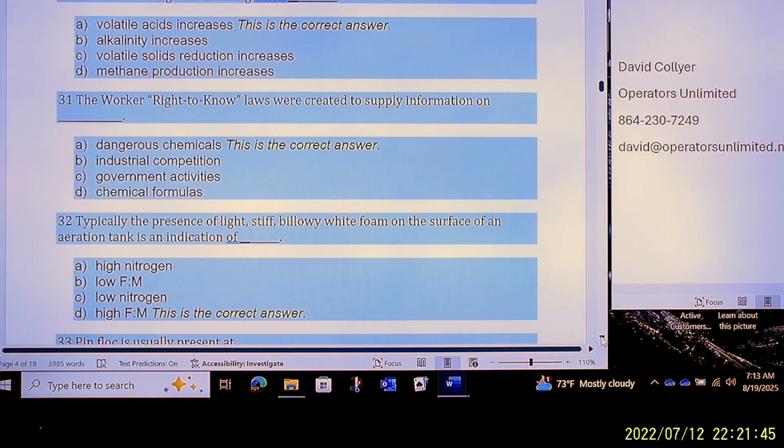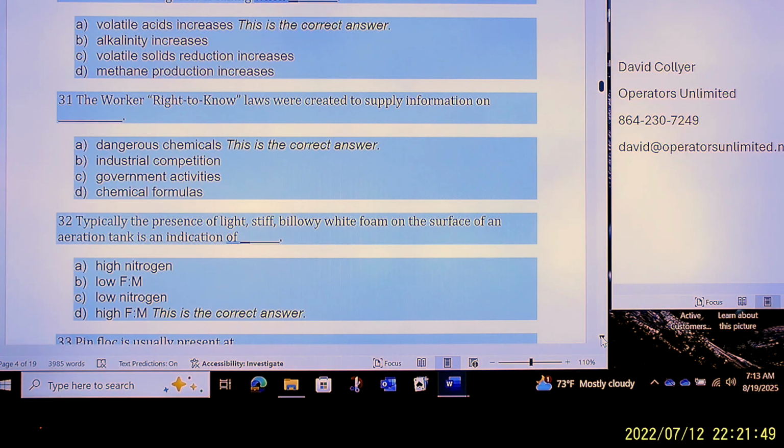Number 30, an anaerobic digester is failing when A, volatile acids increases, B, alkalinity increases, C, volatile solids reduction increases, or D, methane production increases. The answer to 30 is A, when volatile acids increase.